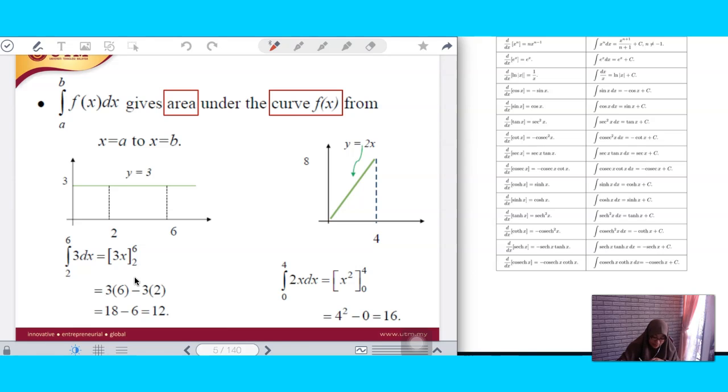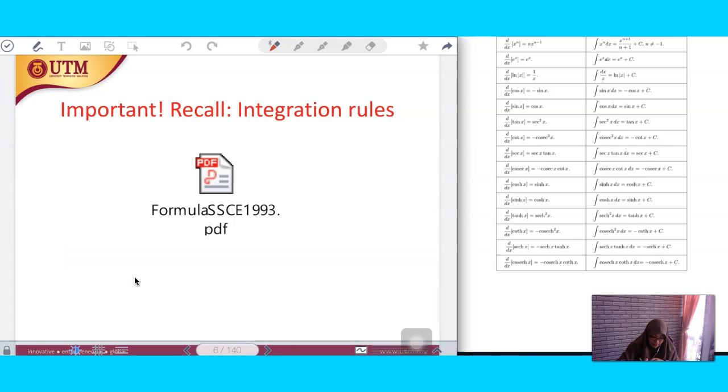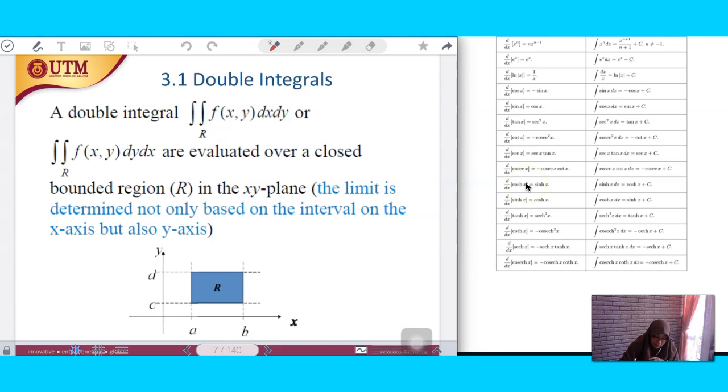This one is just a revision, so you can read your own important formula. As I mentioned just now, you have to refer to the formula provided here. Okay, double integral.